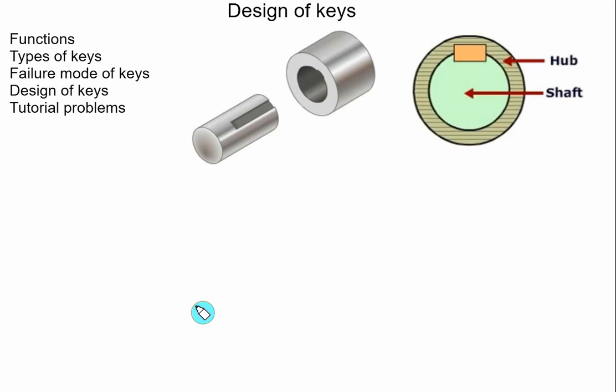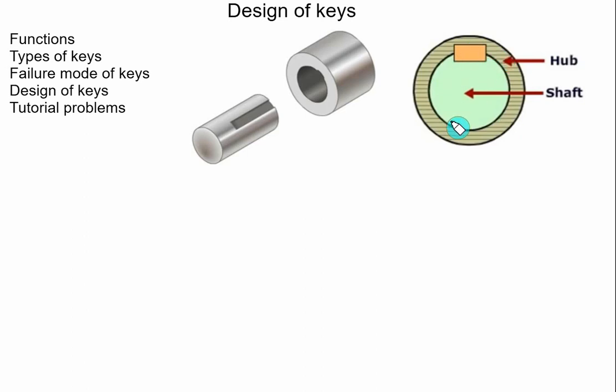In this video, we'll discuss the design of keys. A key is basically used to connect two rotating members. As you see here, we have a shaft and a hub, and a groove is made in the shaft as well as in the hub, and the key is inserted between the hub and the shaft, and the final assembly will look like this.